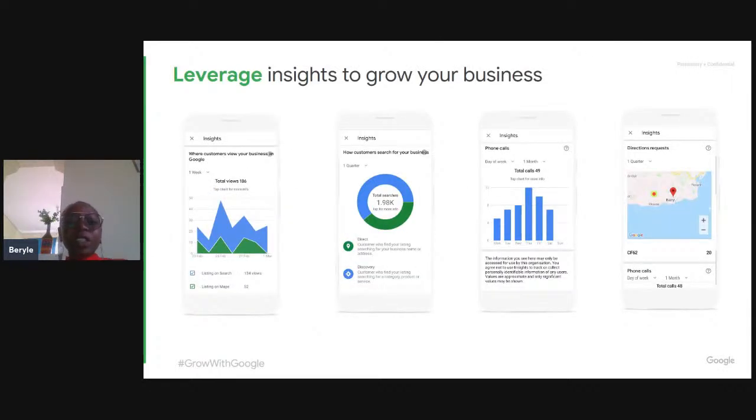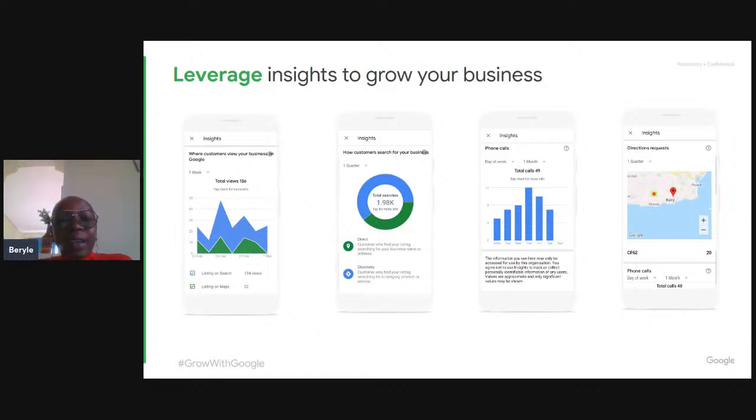So, leveraging insights to grow your business. With insights, you can get to know your audience: what they did when they came to your profile, where they came from, and what action they took when they visited your profile. There are 4 categories of insights that you can get with the Google My Business profile.